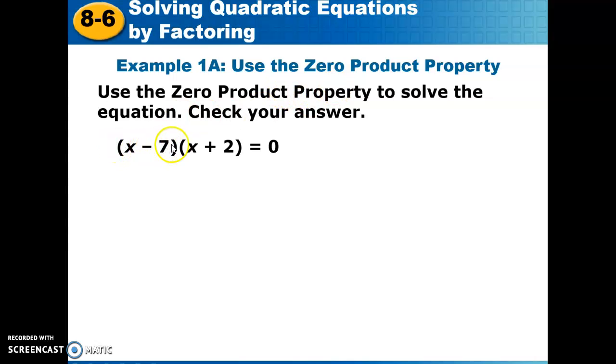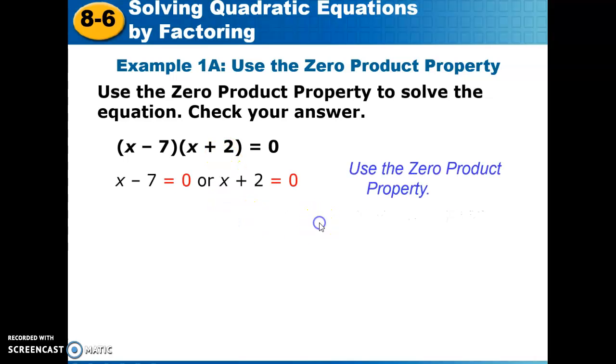So this is a quadratic that has already been factored, and there's a little trick to solving this. The long way to do this is you would set both factors equal to 0. The x minus 7 is one factor, and x plus 2 is another factor. You'd set both those factors equal to 0, and then solve for x.